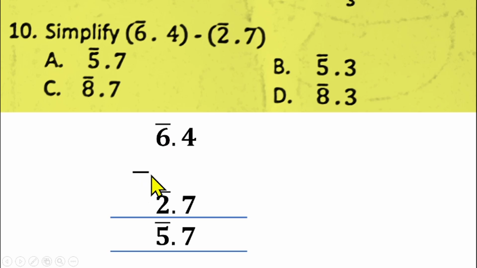Bar 7 minus bar 2. That gives us minus 7 plus 2. Don't forget that we are having bar 7 here, which is minus 7. Then bar 2 also means minus 2. So minus 7, minus minus 2, minus minus gives us a plus. So we have minus 7 plus 2, that gives us bar 5. So that gives us bar 5.7 as the answer, which is option A.